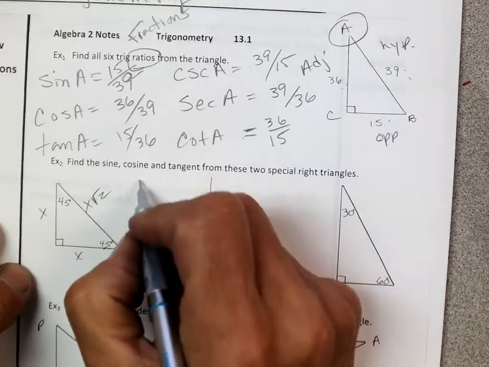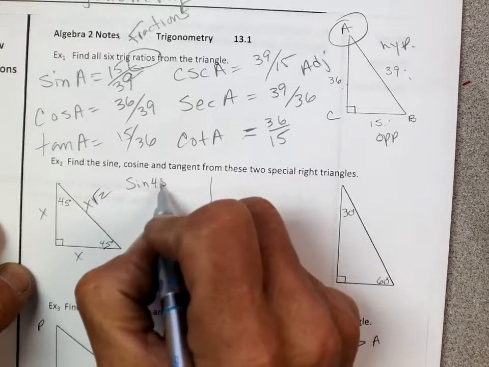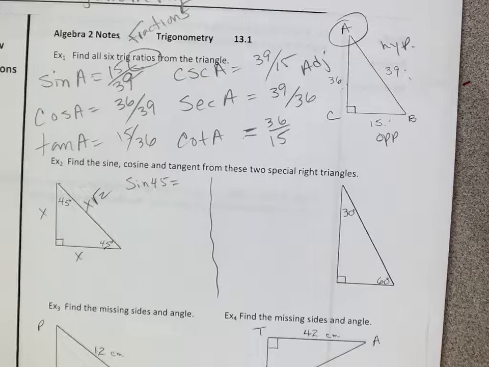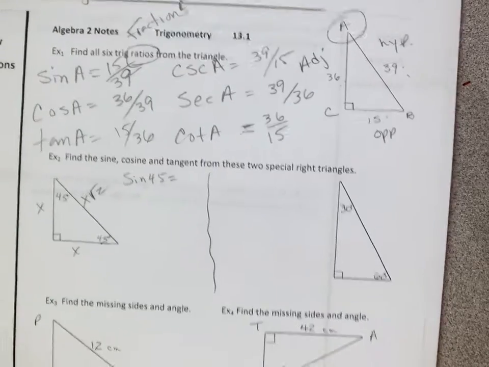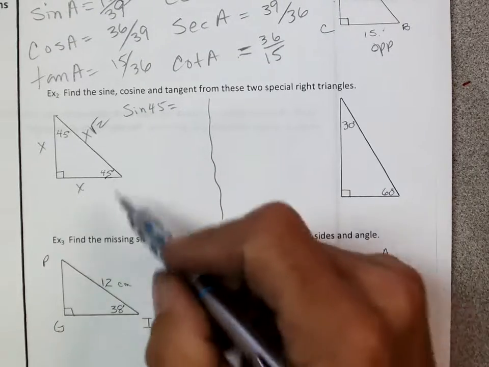So let's do the sine of 45, okay? All right, sine of 45. Well, it doesn't matter, does it? Great question, really good question. Because we're going to get the exact same answer. We should, right? I mean, you agree? So which one do you want to use? The bottom one? How about just the bottom one?